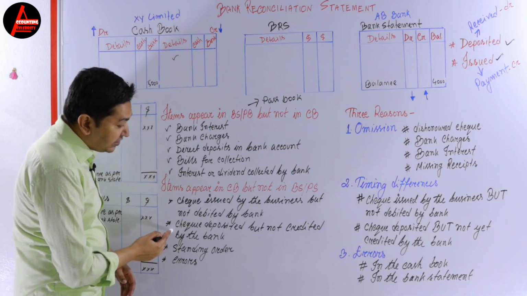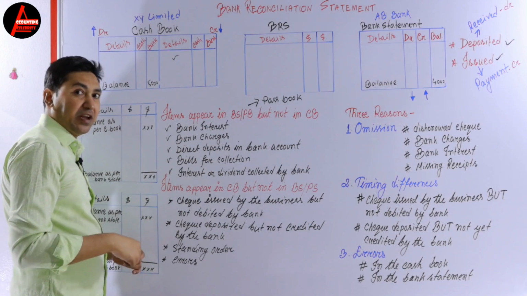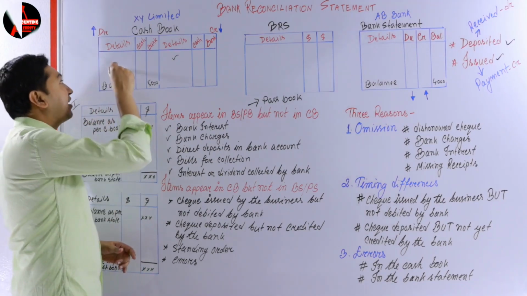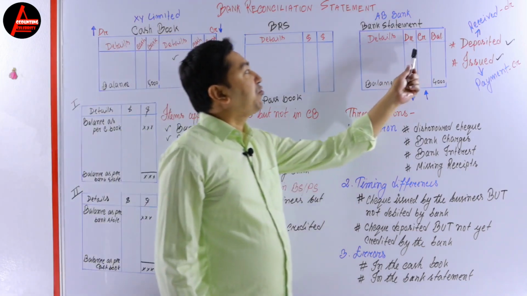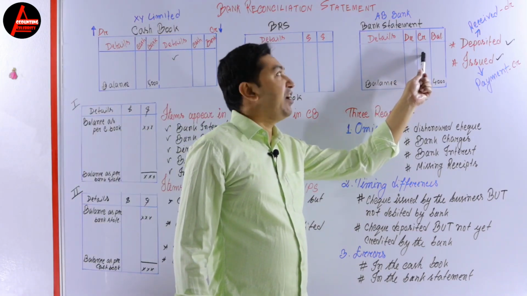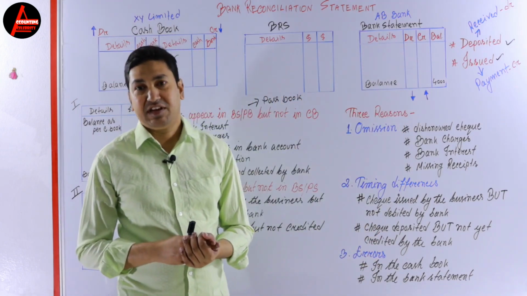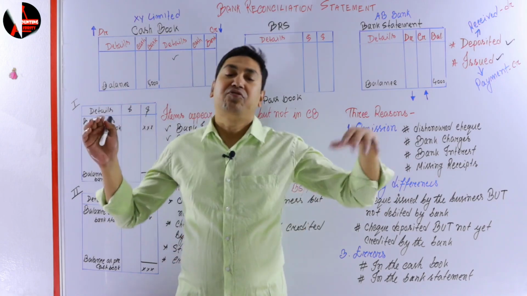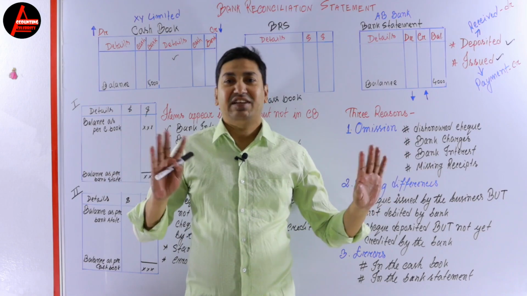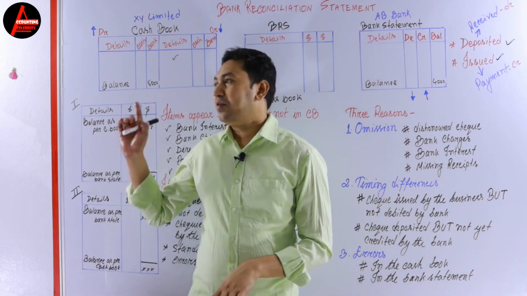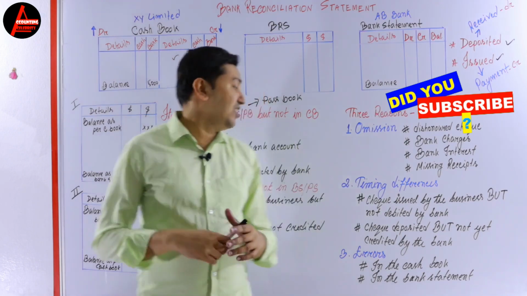Okay, then what? Check deposited but not credited by the bank. Check deposited means your asset increased. You recorded it in the debit side of the cash book. But this is not credited, means the bank did not record it in the credit side of the bank statement. Same for timing reasons. Today you deposited, after 3-4 days it will be credited to the bank statement. So for this time there will be a difference between the cash book and the bank statement.